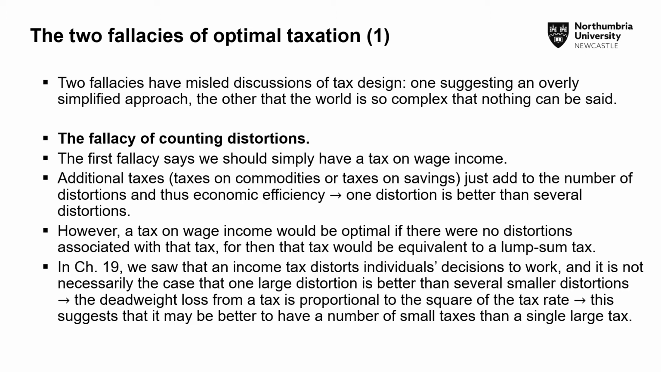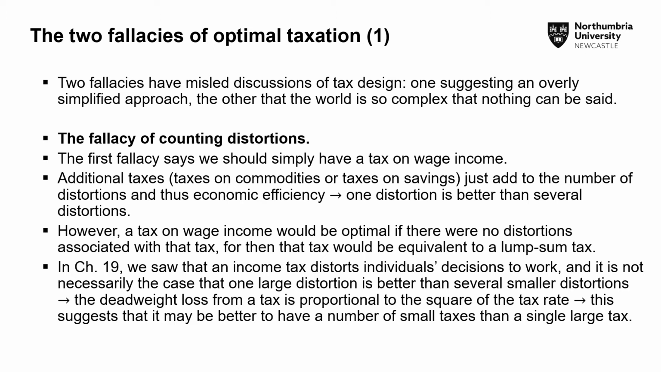So first of all, we start with the first fallacy, which says we should simply have a tax on wage income. And any additional taxes, such as the value added tax, or specific taxes on goods such as alcohol or cigarettes, in other words, sin taxes, are just a contributor to the distortions and therefore distort economic efficiency.